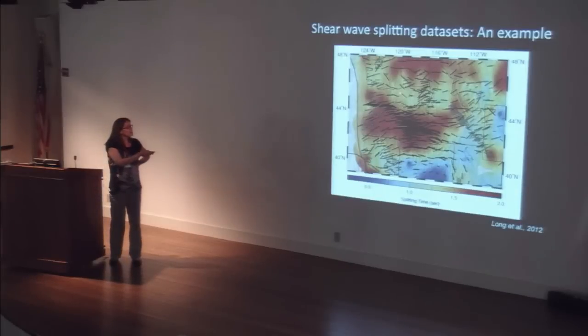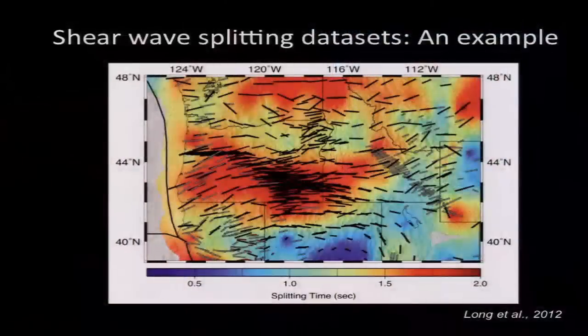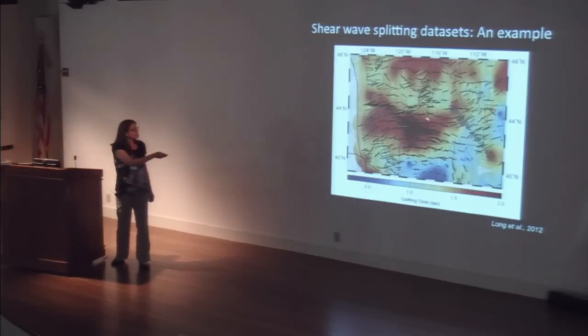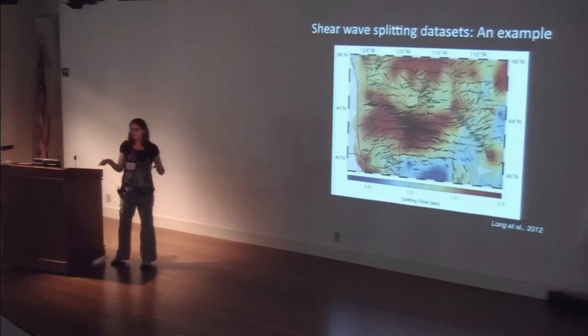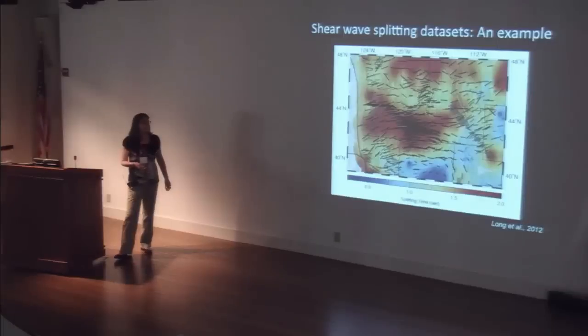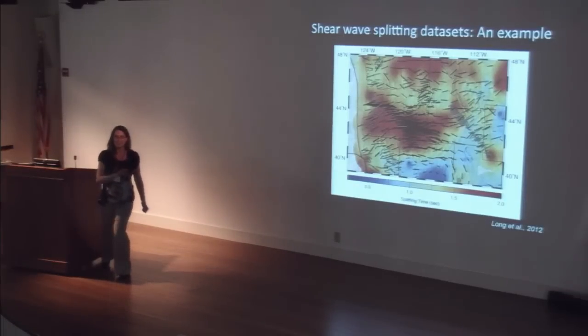What's being shown here is, at each station, an average fast direction and delay time that has come from taking some kind of average of all the measurements that you made at that station. It's represented as a little stick, and the orientation of the bar is telling you the fast splitting direction, and the length of the bar is telling you about the delay time. On this particular map, the background color is a smoothed and contoured version of the delay time, so the colors are also telling you about the delay time or strength of anisotropy. So some assumptions go into this. Here, I'll stop. Yes?